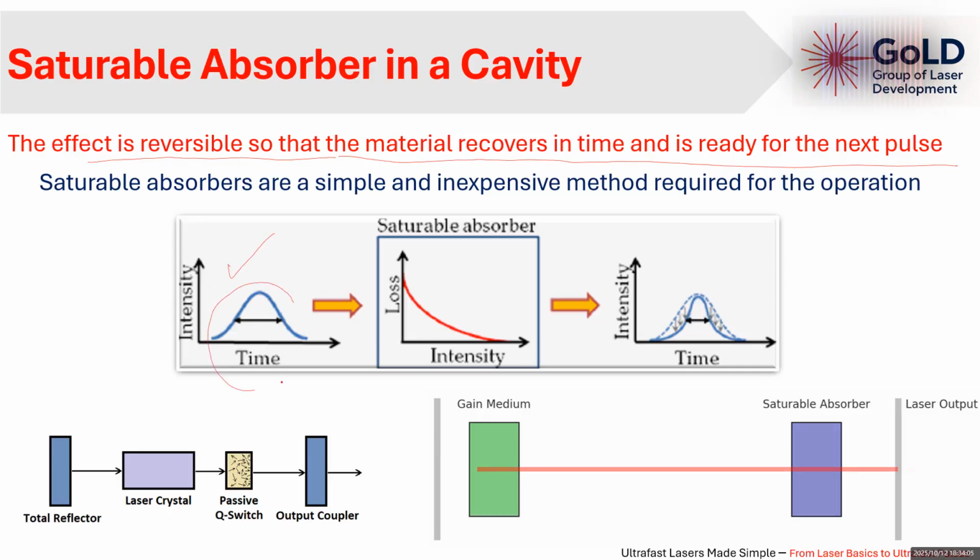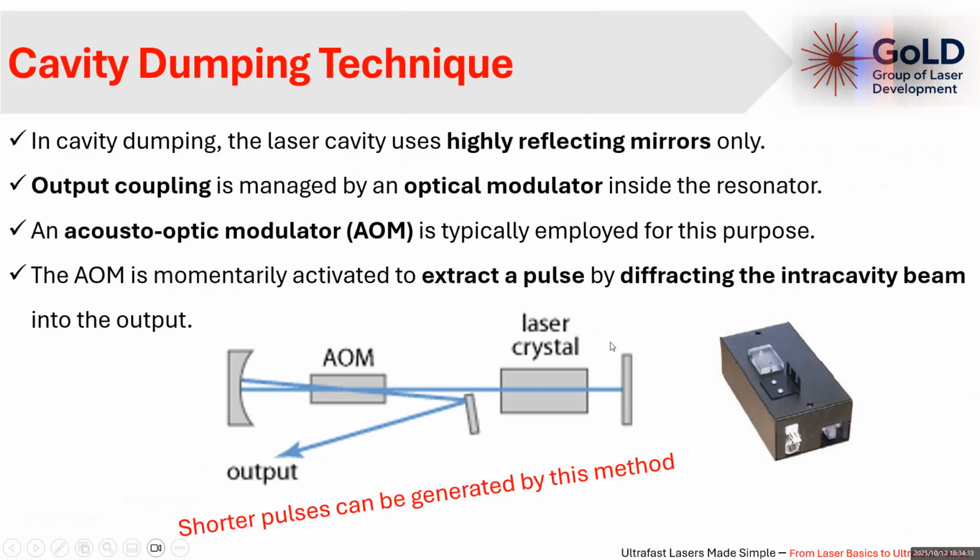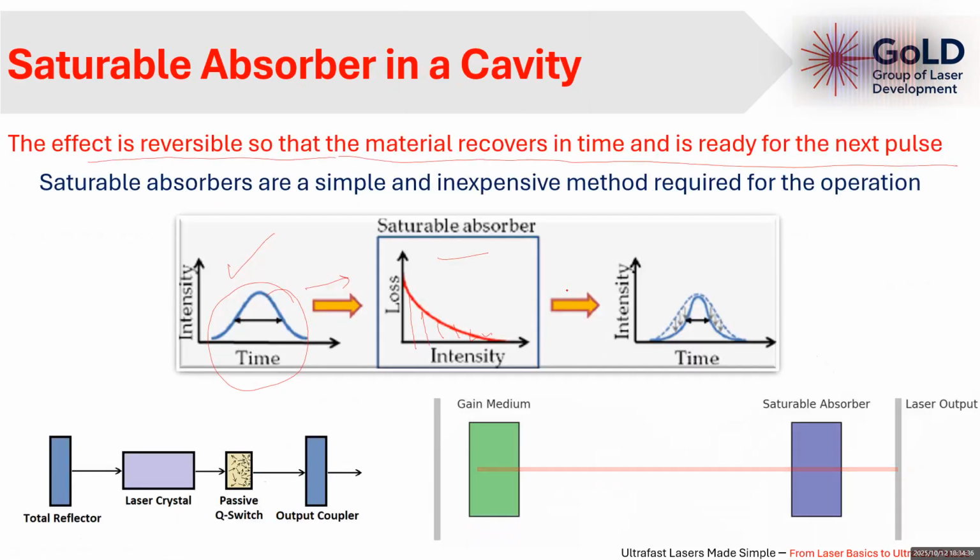this is your broader pulse, the laser pulse. Okay, so when it passes through the saturable absorber, at lower intensity, losses are high. As the intensity increases, losses decrease because the light starts passing through. And what you see at the output is that the pulse becomes shorter.